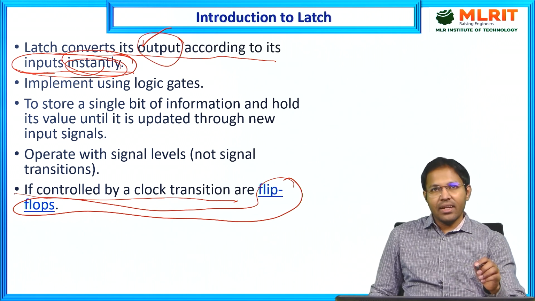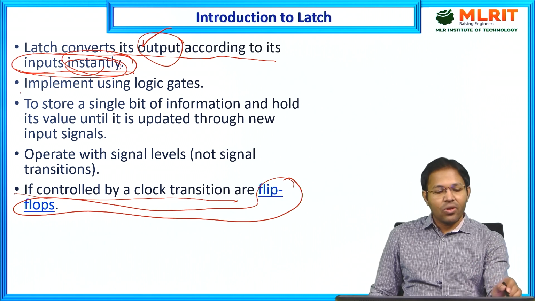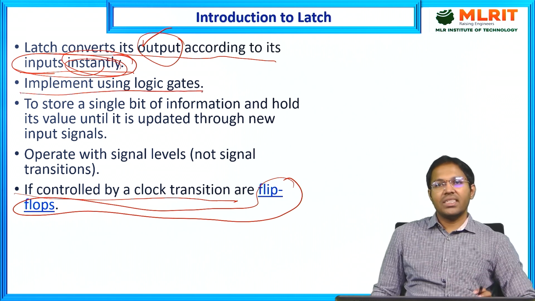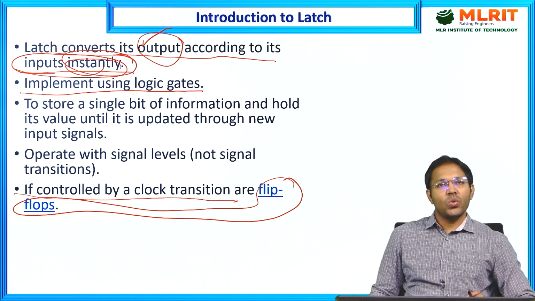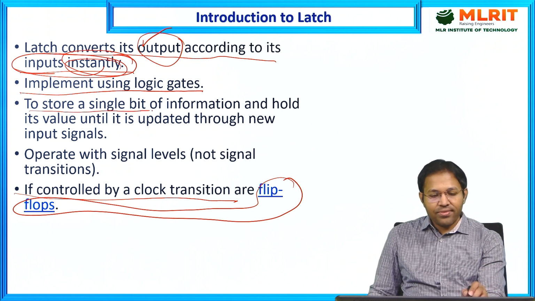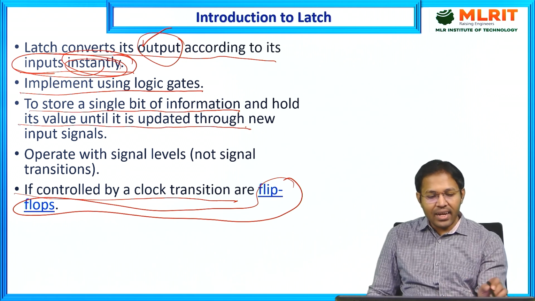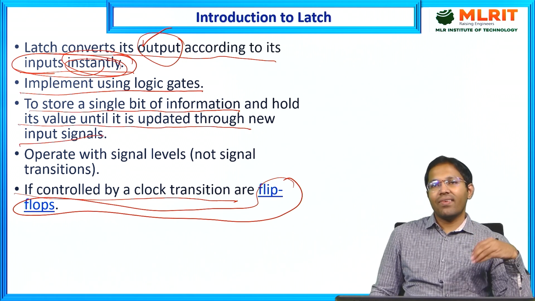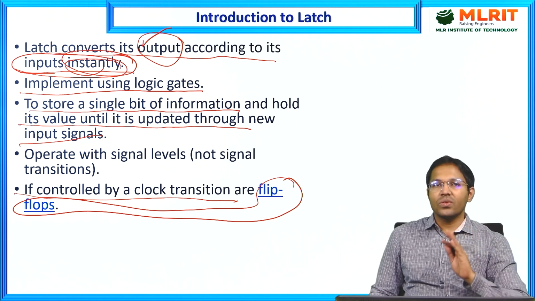And what we will see shortly is that cross-coupled logic gates can help us implement latches. They are also useful to store single-bit information, and that value can be held until new signals are given as input to override those values.